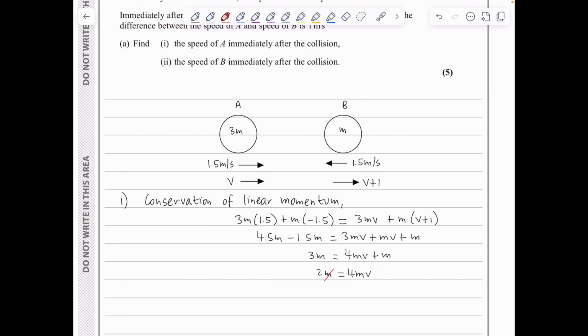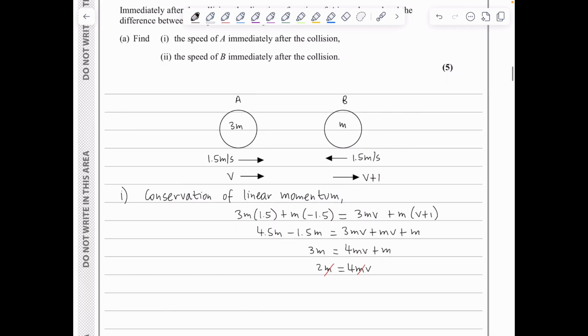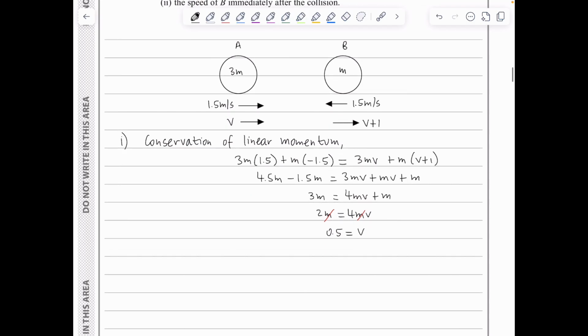Obviously the m's will cancel out, and we get that v is 0.5. This is the speed of A after the collision. Now for the speed of B after the collision, we simply need to consider that v plus 1 is equal to 0.5 plus 1, so that's 1.5 meters per second.